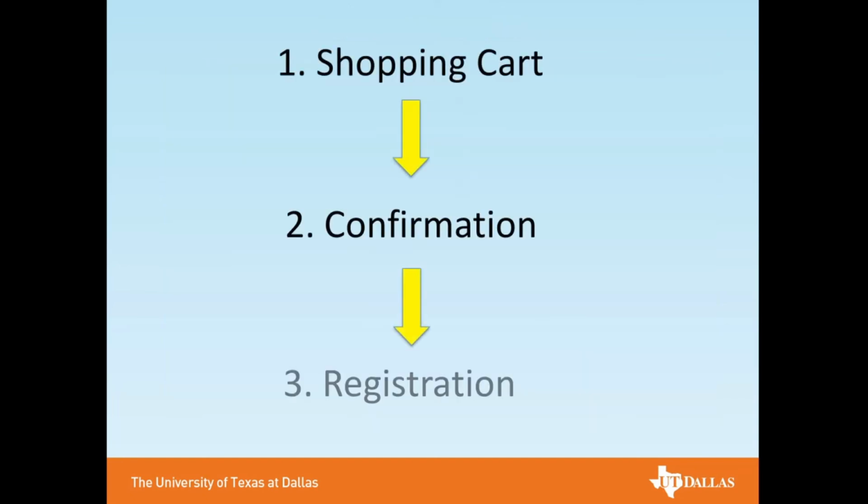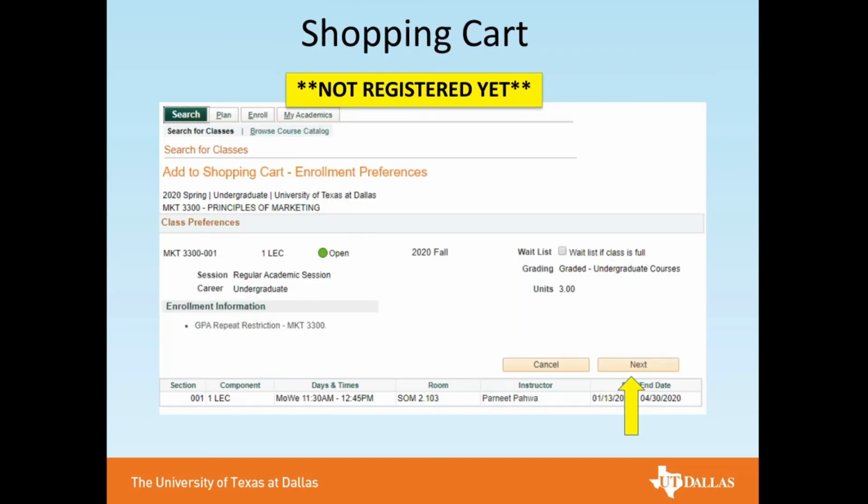Now, there are 3 parts to registration. When you select a class, it first goes to your shopping cart. You are not registered yet. Someone can still swoop in and take your spot if they register faster than you. So if it's in your shopping cart, it doesn't mean that your seat is saved or anything. It's still available to all students. Once it's in your shopping cart, you will confirm your classes and then you will register for them.